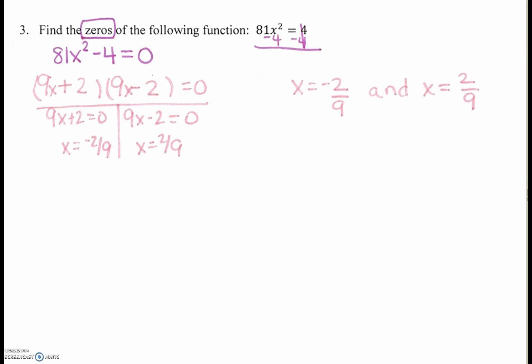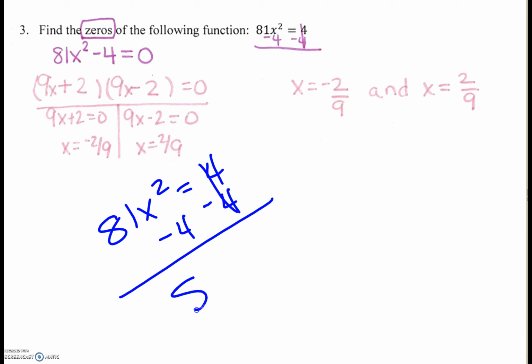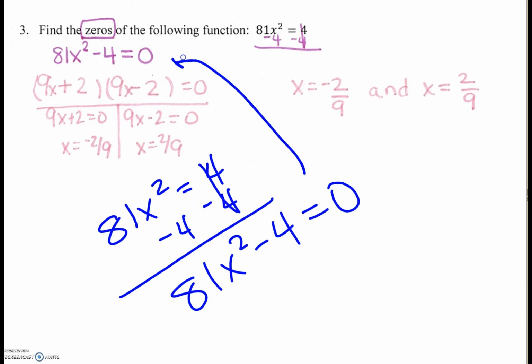Number 3 says, find the zeros of the following function: 81x squared equals 4. If given 81x squared equals 4, our first step has to be taking that quadratic and setting it equal to 0. So we're going to subtract 4 to the other side to get 81x squared minus 4 equals 0. That's how we got that first step.